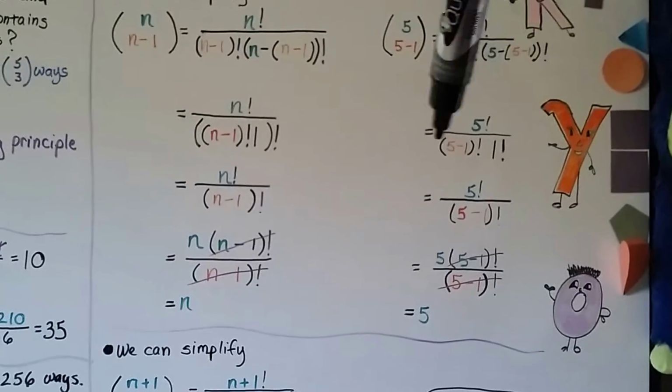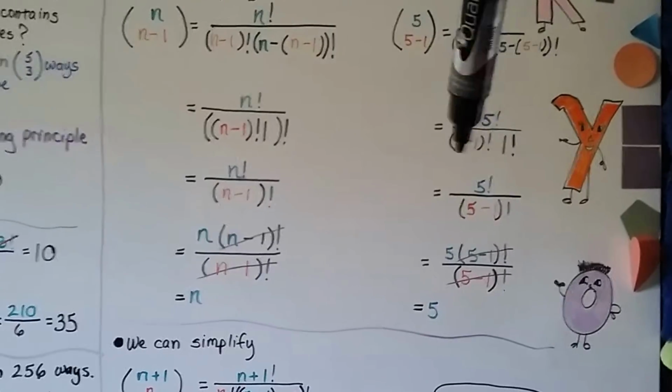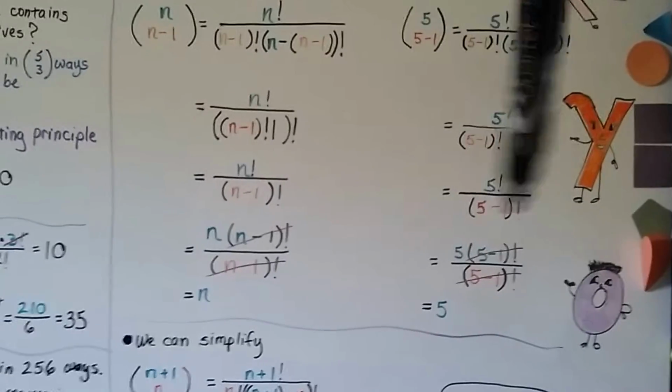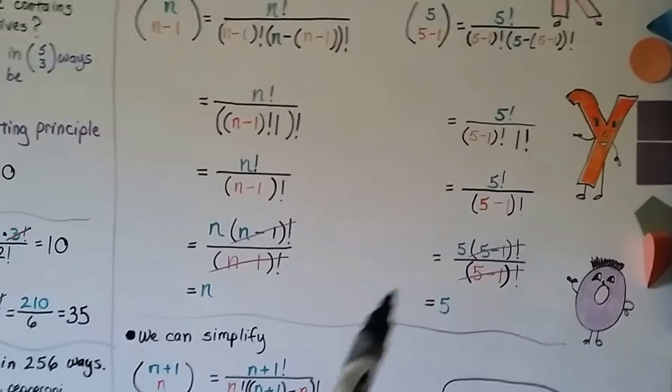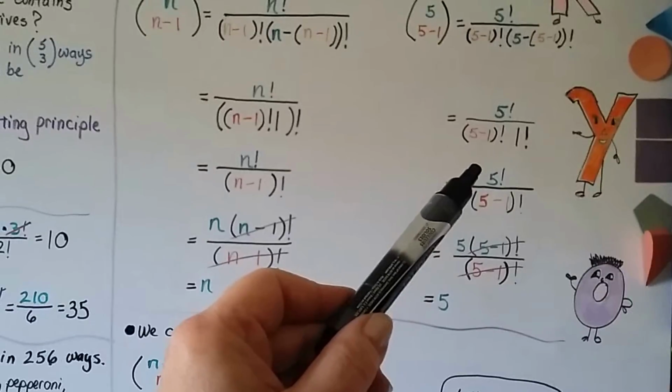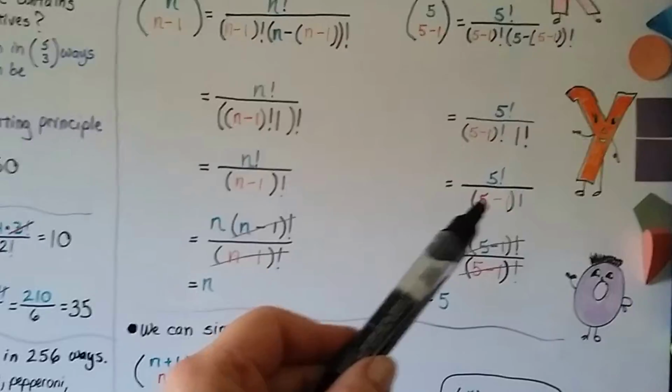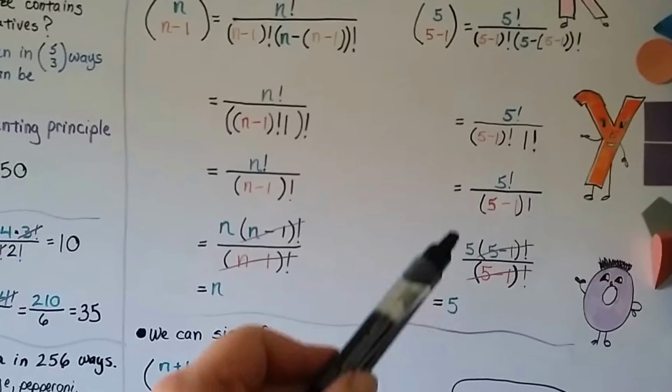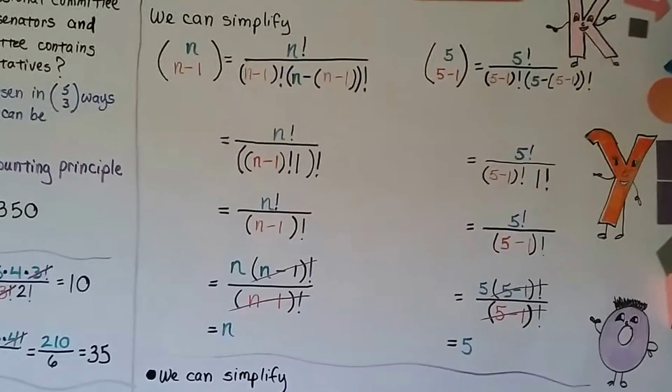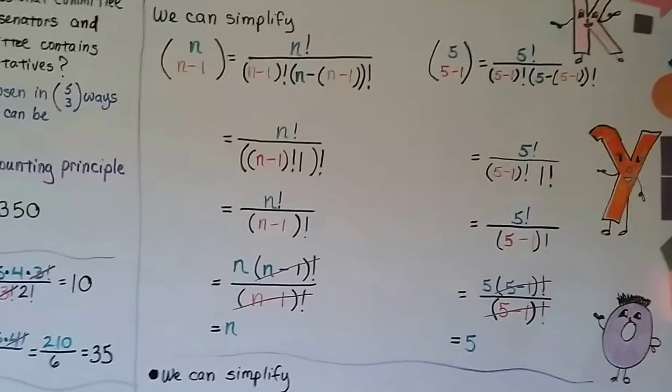If we multiply 5 minus 1 factorial times 1 factorial, we're just going to have 5 minus 1 factorial. We can write the 5 factorial with a factor of 5 minus 1 factorial and cancel them out, and we're left with the 5. See how I got that? Does that make sense? I hope so.